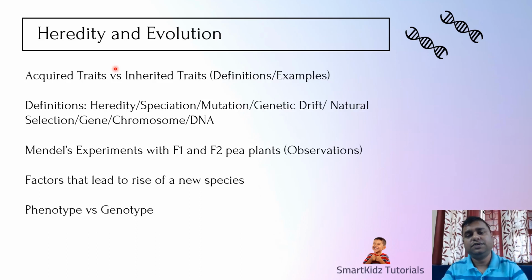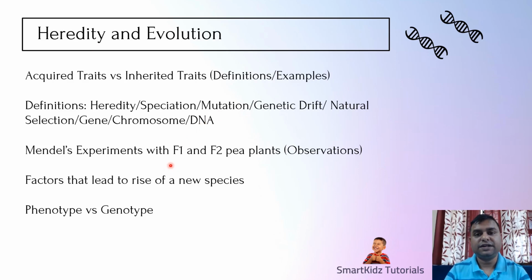Heredity and evolution for 3 marks. You should know what are acquired traits and inherited traits. One example, if you know the definition itself, that is more than enough. Acquired traits are those which you get along the way. For example, if you get hurt and you get a scar, that is an acquired trait. Okay, that is not passed on to the next generation.